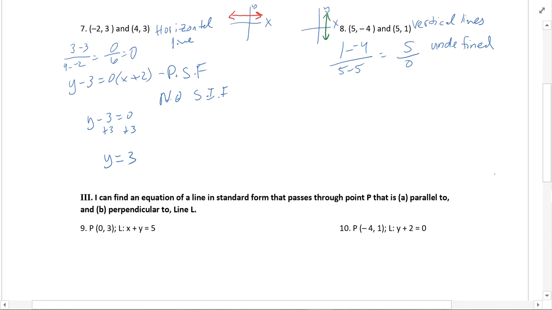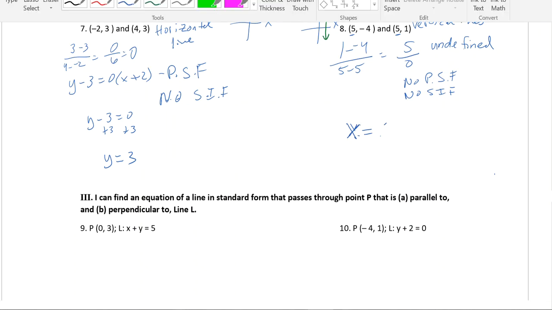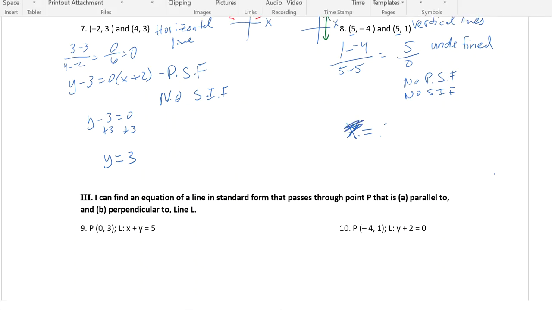Since the vertical line has an undefined slope, there's no point slope form, and there's no slope intercept form. So the only thing you can do is write the equation of this line. Well, since this line cuts through the x-axis, you want to look at the x coordinate of your coordinate pairs. And since it's both 5, it means that the line is going to cross at x equals 5. Let me try that again.